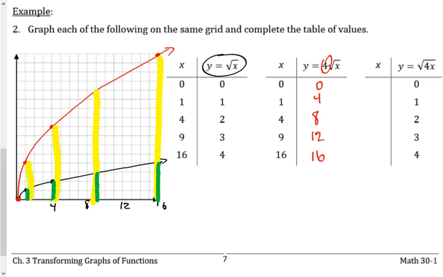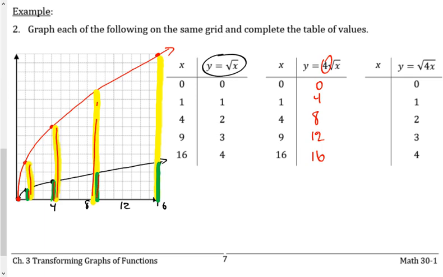So if I go back and I think about how many times as long is it, well, here my original green line is 1, and then the yellow line is 4. So it's 4 times as long. Here my green line is 2, my yellow line is 8. Oh, 4 times as long. 3, 12, 4 times as long. So that's what's happening. Every y value is getting 4 times as big.